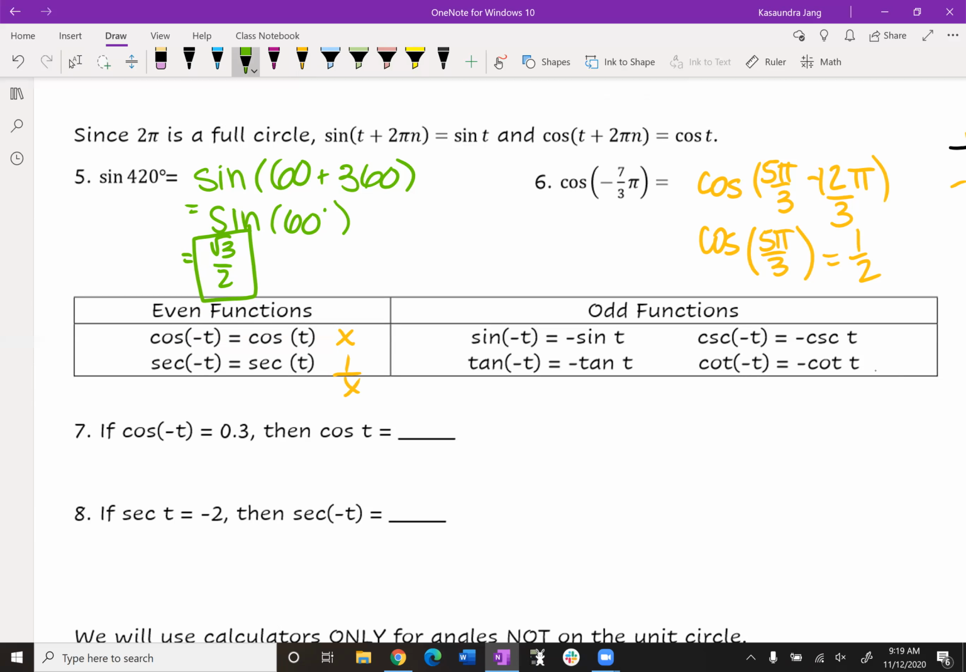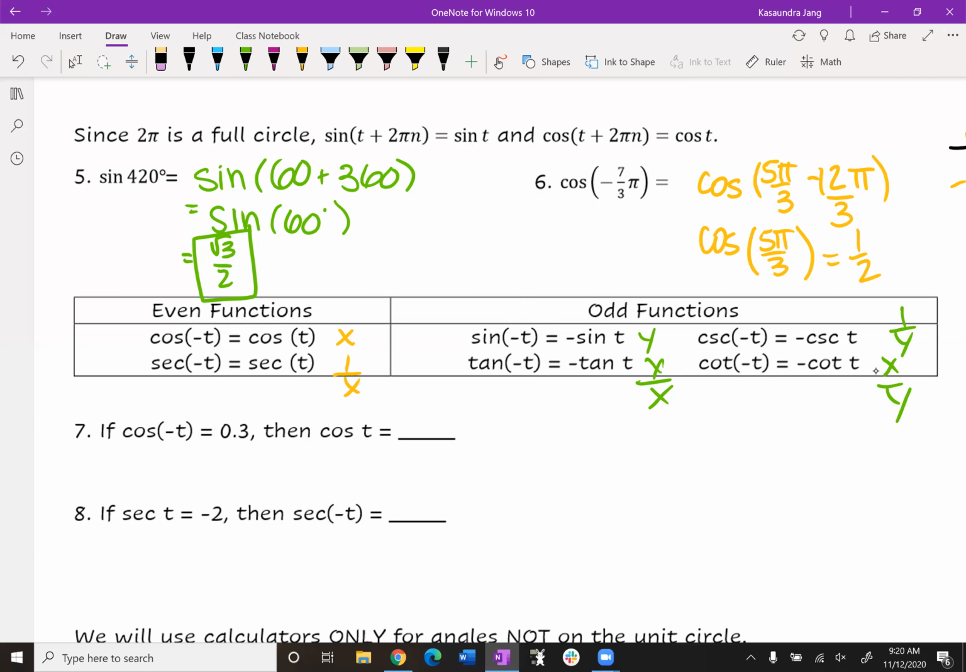Your sine, cosecant, tangent, cotangent, these guys had to do with y's. Your sine was a y. Its reciprocal cosecant, 1 over y. Tangent was y over x. Cotangent, x over y. All these guys have a y in them. And for that reason, these are odd functions, which means that if you do the negative angle here, so if I had like negative pi thirds, it would be a negative in front of my sine of positive pi thirds. Okay.